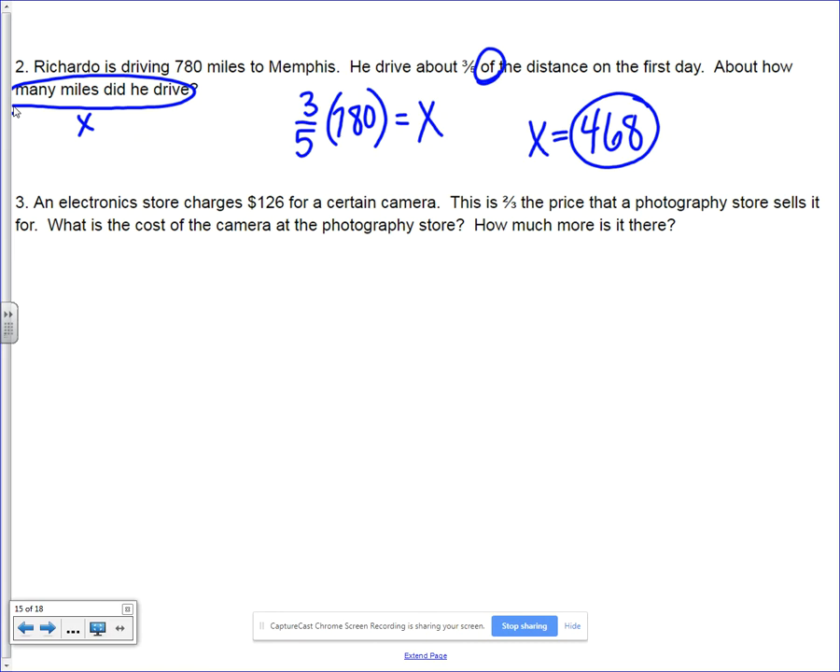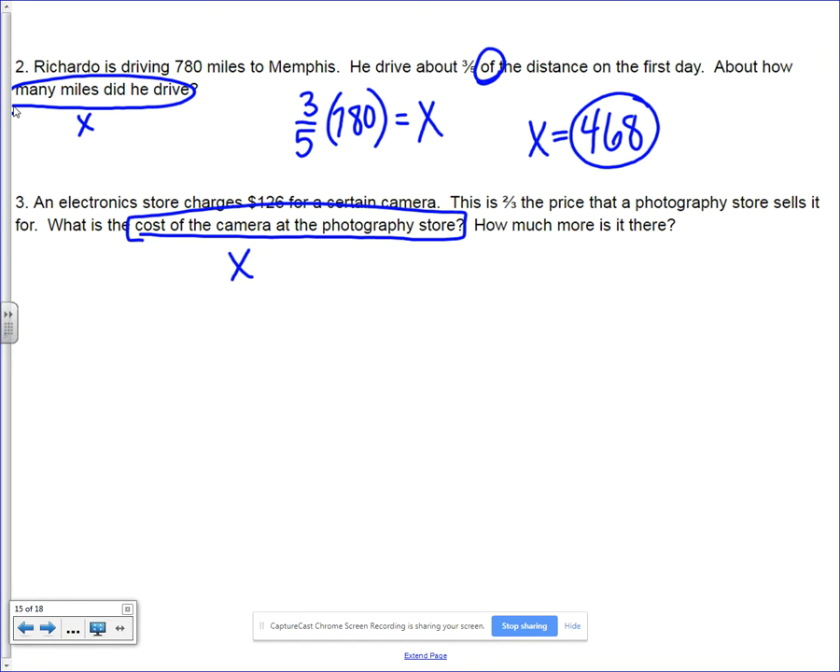An electronics store charges $126 for a certain camera. This is 2/3 the price that a photography store sells it for. What is the cost of the camera at the photography store? How much more is it there? So I want to know the cost of the camera at the photography store. Let's call that X.